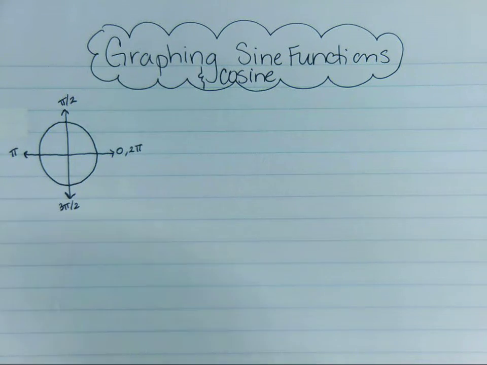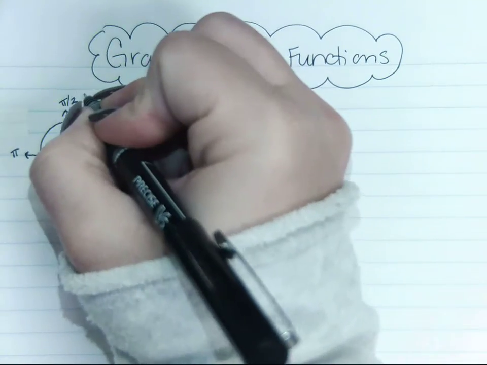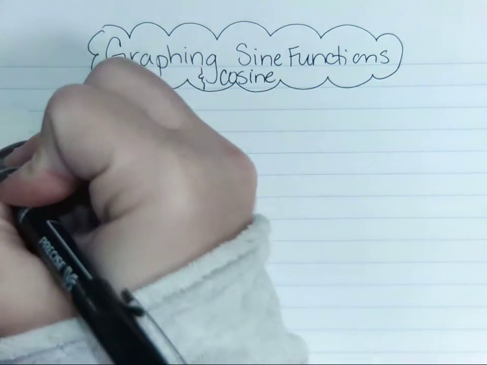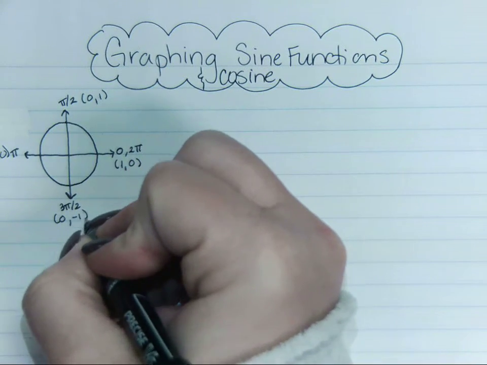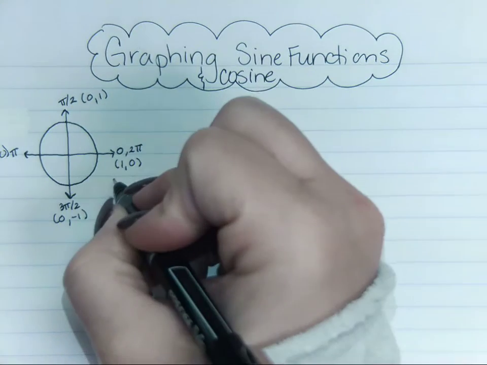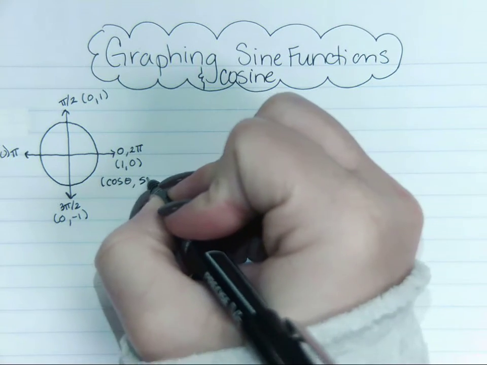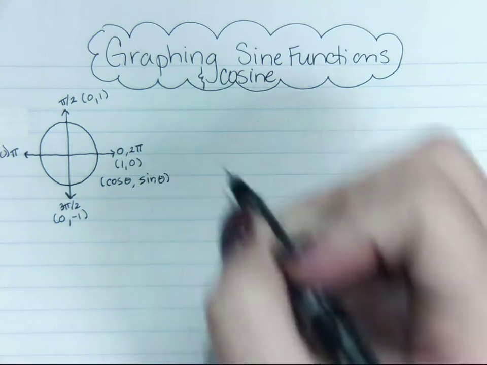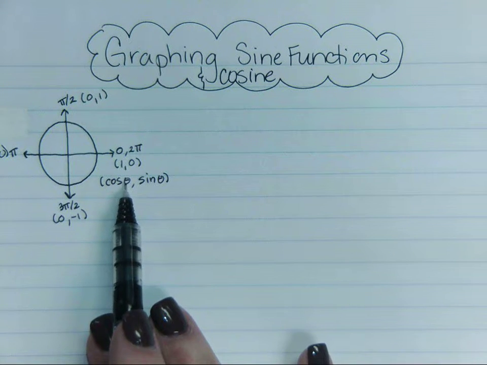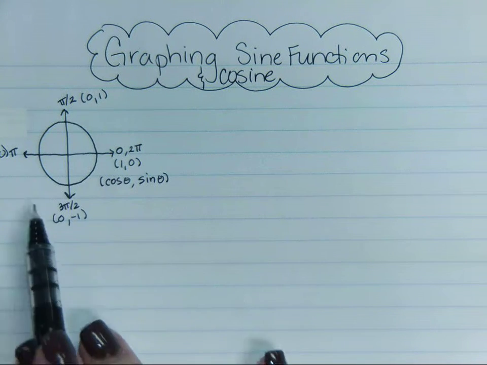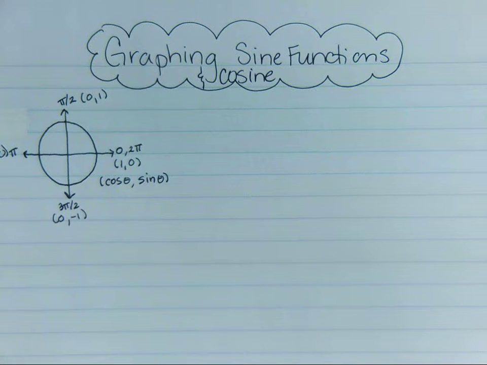-1 increments. So again, this is the coordinate (1, 0), (0, 1), (-1, 0), and (0, -1). And you always want to remember that the first coordinate is your cosine output, and the second is your sine output. So no matter what we evaluate cosine for, we're going to be looking at just the x coordinates. When you evaluate the sine function, you'll be looking at the y coordinates.